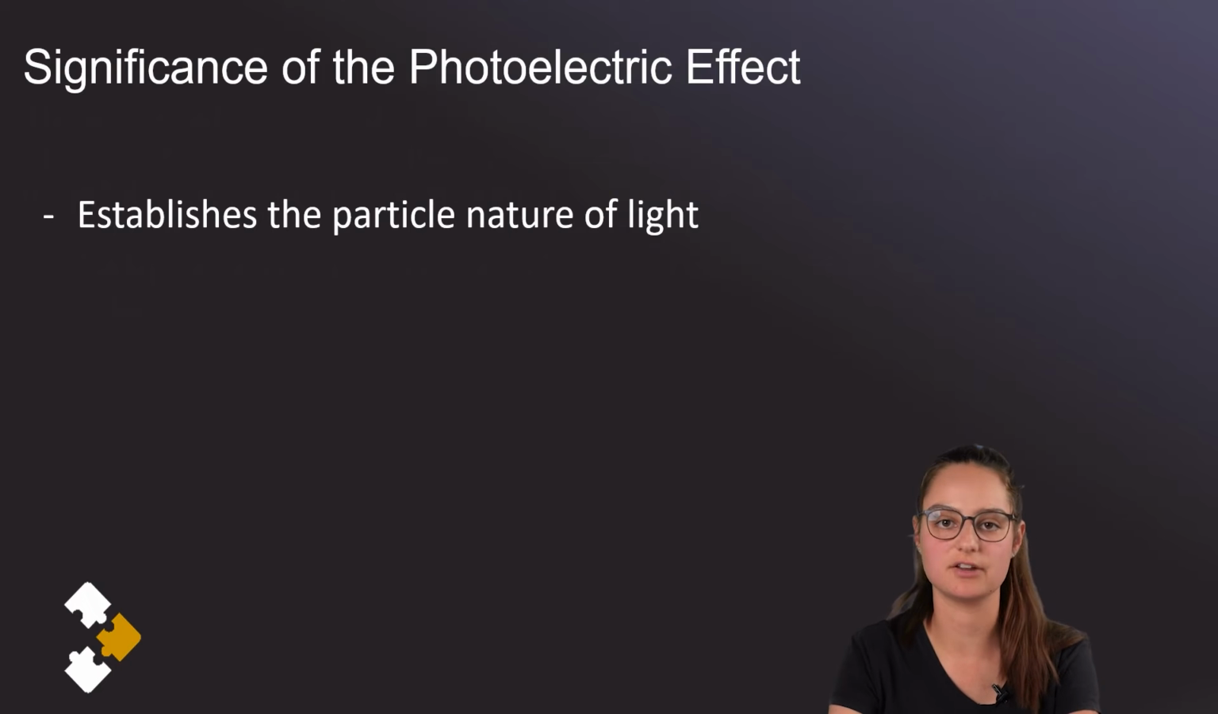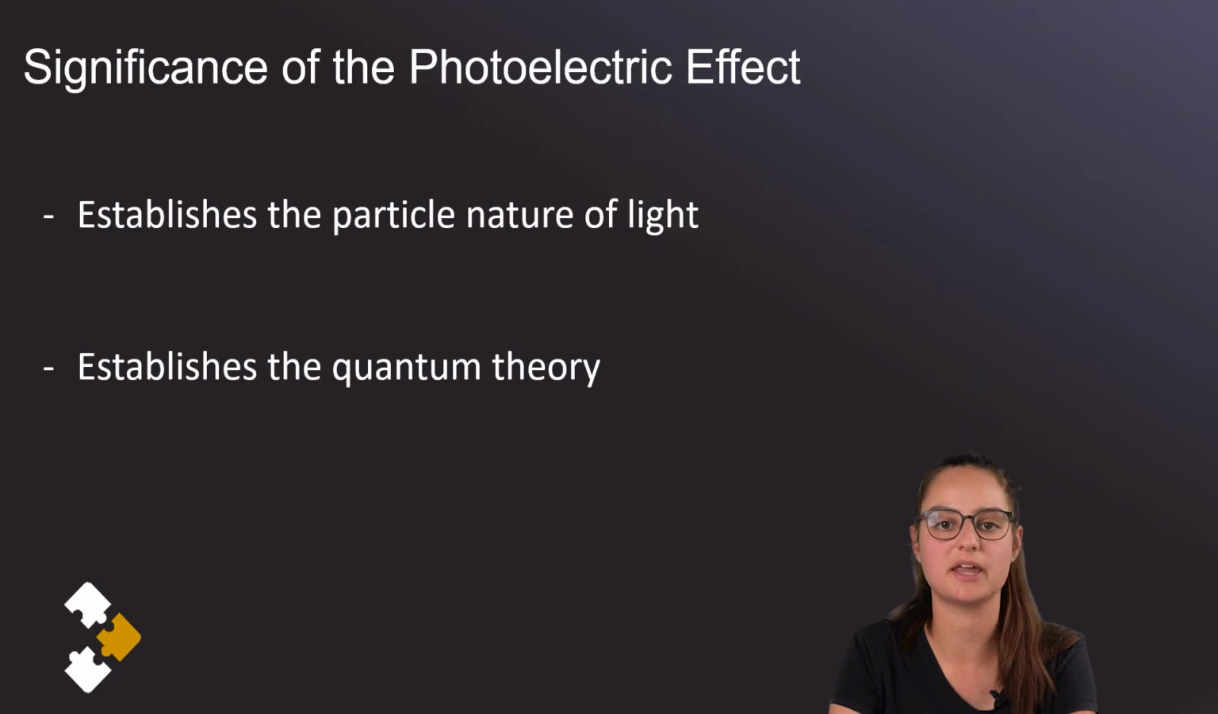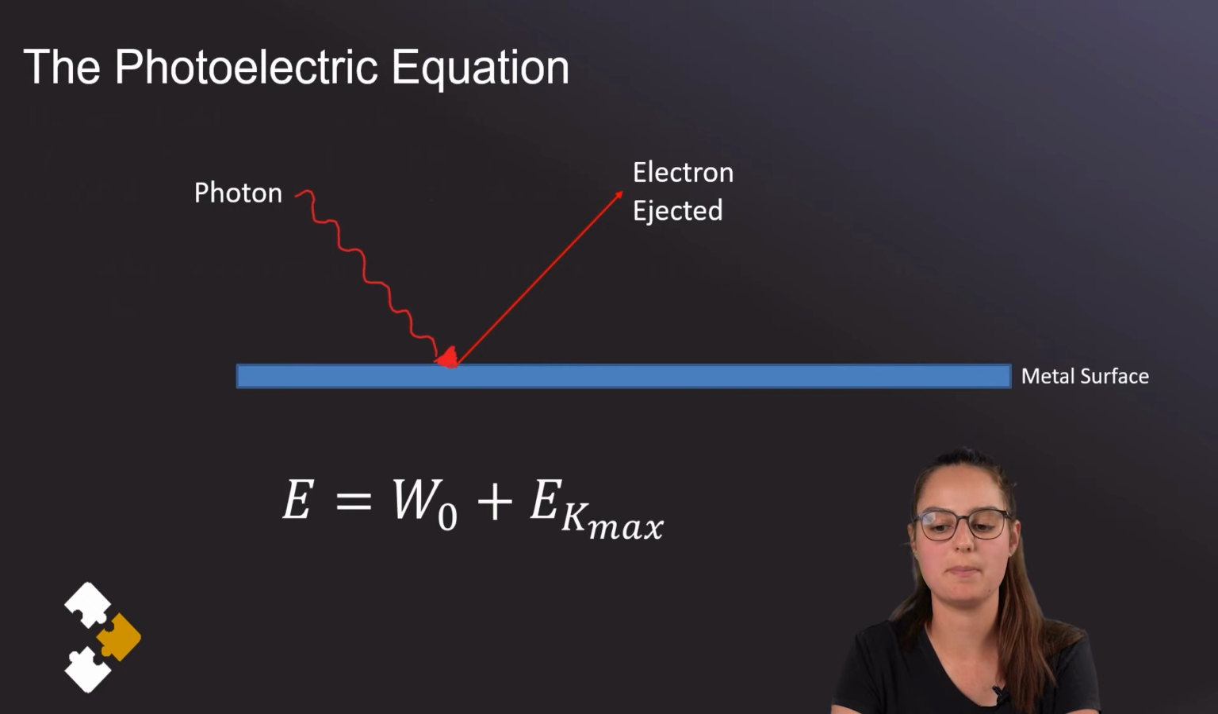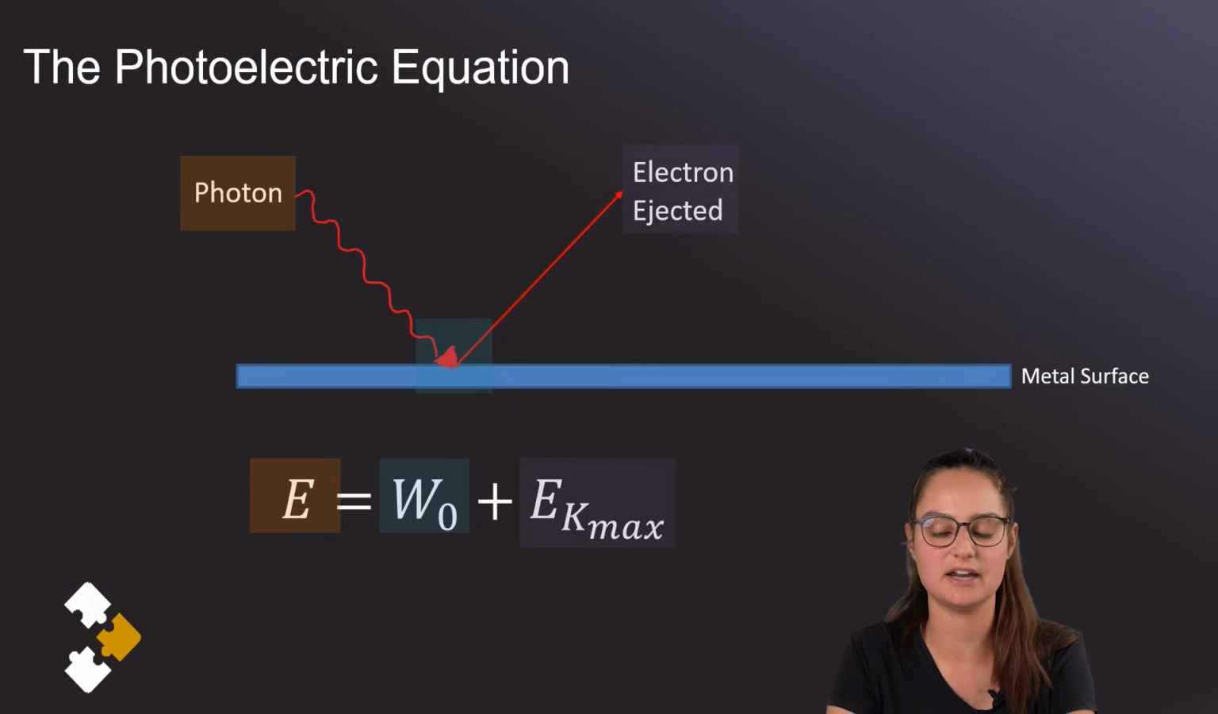So what is the significance of the photoelectric effect? Well, this establishes the particle nature of light, because in the beginning we said that it has a dual nature. It also establishes the quantum theory. So from our picture that we showed earlier, we now get a new equation, which says E is equal to the work function plus the kinetic energy. So you can see E here relating to the photon, the work function, and the kinetic energy.